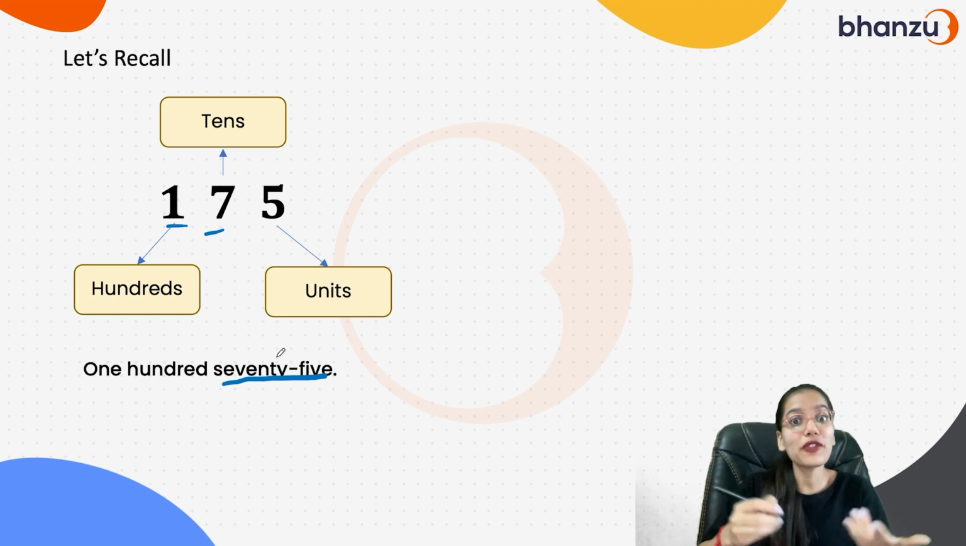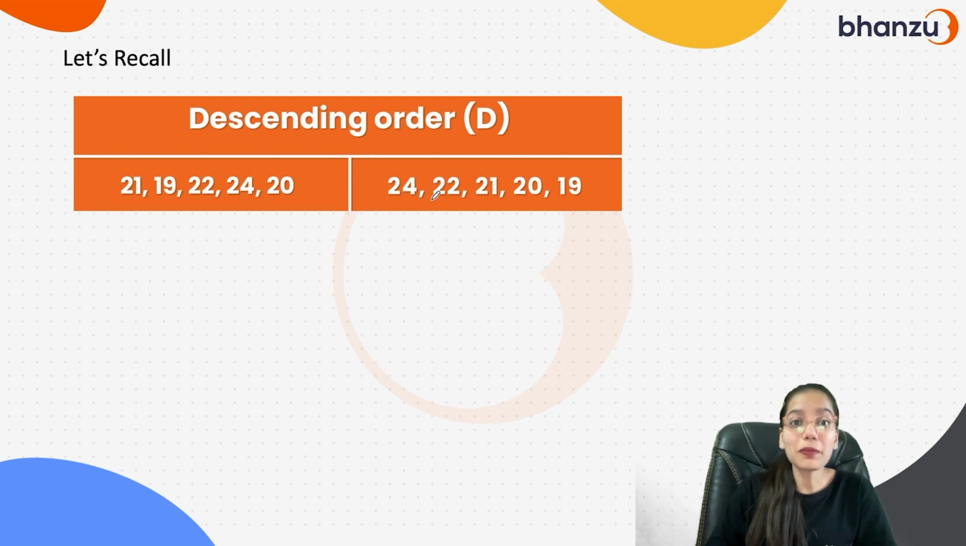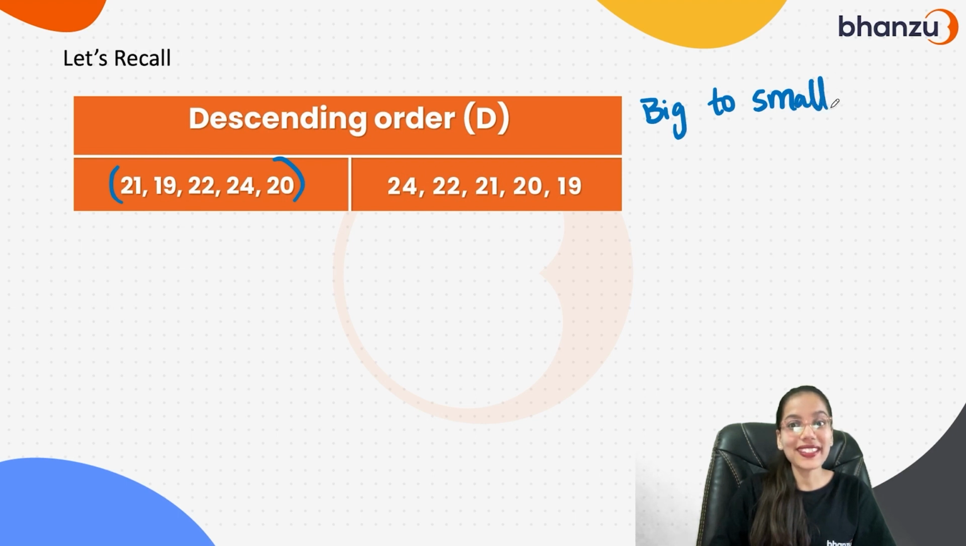Let's also recall what we have learned in the previous grade. We understood how to write the numbers in descending order, correct? What is descending order? When we are given a series of numbers which are jumbled, we want to arrange them in a certain way. And when it comes to descending order, we write the numbers from big to small, correct? We write it this way. So the biggest among the given numbers is 24. So I wrote 24 first and followed by 22, 21, 20 and 19.